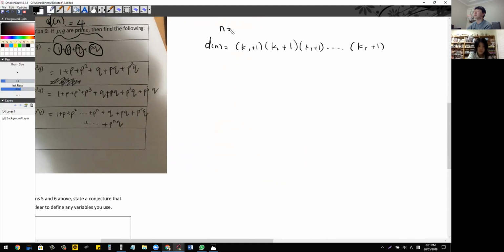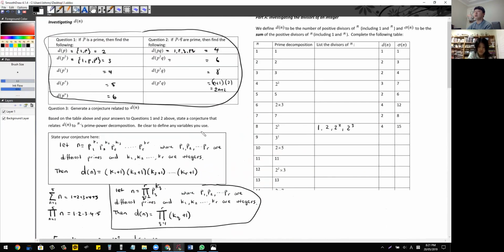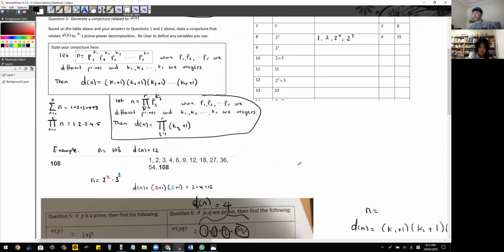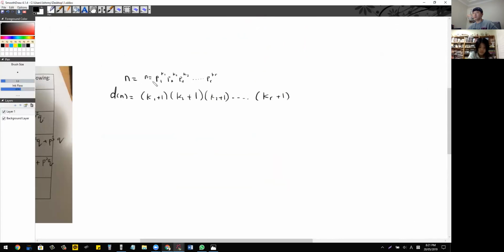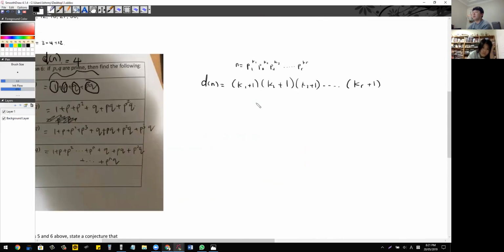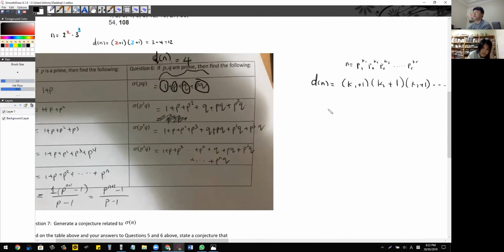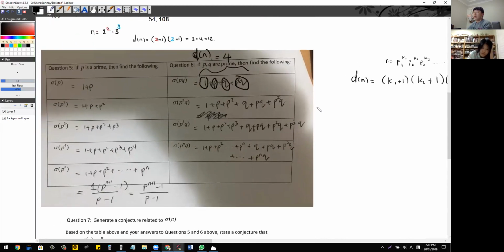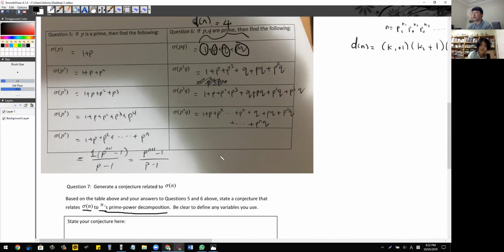Let n be the same thing as this one here, and dn equals this. This is the number of the primes. This is way more complicated. Yeah. Conjecture. This is the conjecture for just that one only.